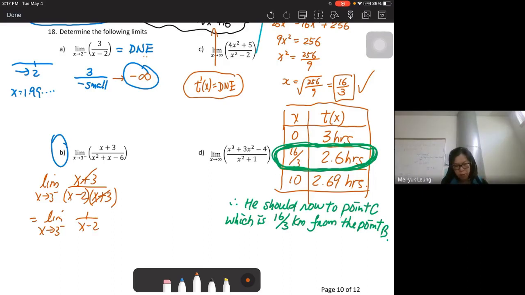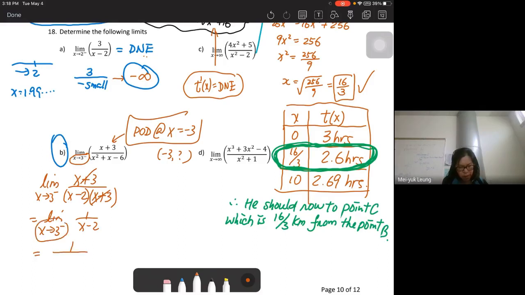But are we trying to find the POD? We know that if you have to sketch the graph, there's a POD at the point x equals negative 3. And in this limit, we are not interested in finding the y coordinate, right? So in this case, we just use direct substitution, putting x equals 3 back into the simplified form. Then we have the limit value. Yeah, that's correct. Okay, good job.